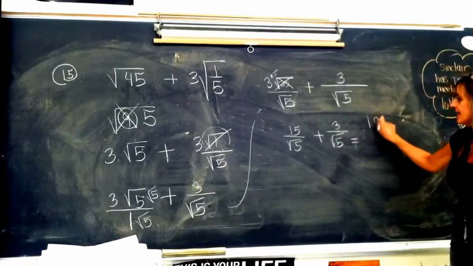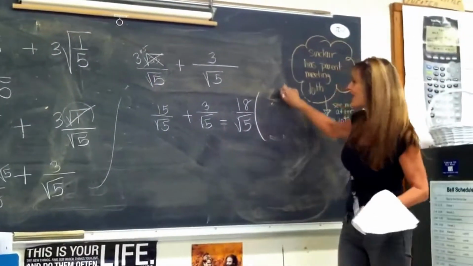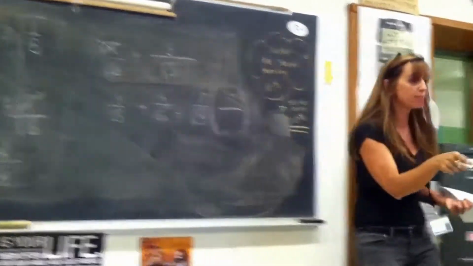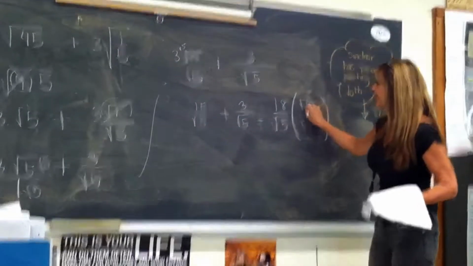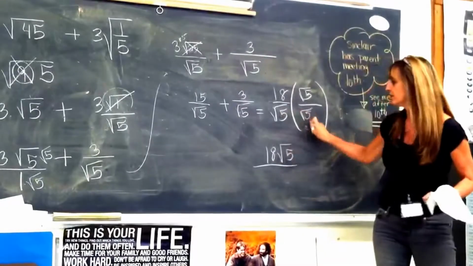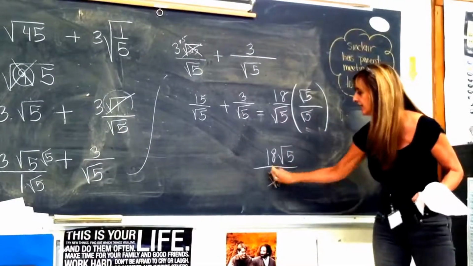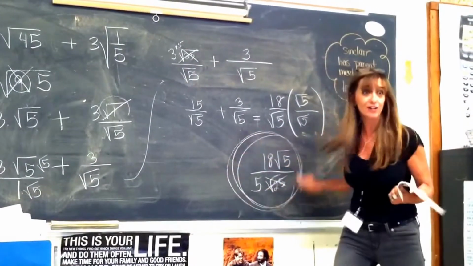I add and I get 18 rad 5, but it's not rationalized. So I have to rationalize. How do I rationalize? Multiply by rad 5. And I have 18 times rad 5 over rad 25, which is really 5. And there's your answer. That was hard.